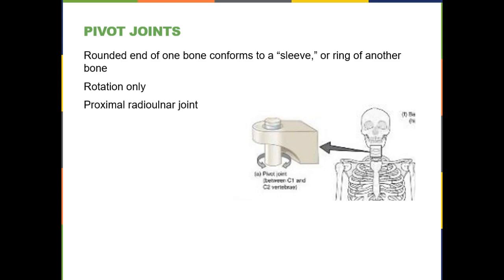Next up is the pivot joint. Here you have a round head of some sort that will fit into a sleeve. This sleeve is usually a ligament, some dense regular connective tissue that is just holding one bone next to another while the rotating bone rotates in that sleeve. So this is for rotation only. It is typified by the proximal radioulnar joint, which again I don't have a good picture of.